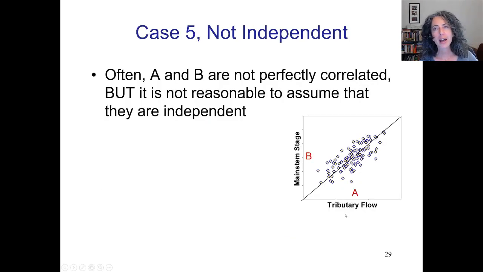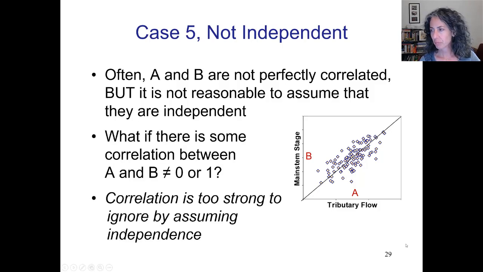Now we get to case 5, right? The flows at A and the stages at B are not perfectly correlated, but we also can't assume that they're independent. So if I'm plotting my tributary flow versus my main stem stage and look at the point scatter, we don't have a big round scatter of points that might show independence. They're kind of starting to gather around a straight line showing a linear relationship between the two. So I'm looking at maybe too much correlation to assume independence. Right? So we've got some correlation between A and B, and it's too strong to ignore.